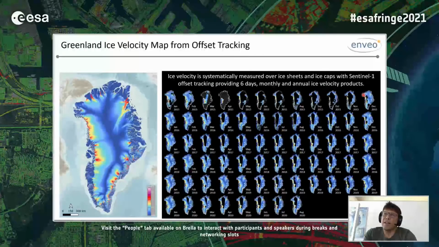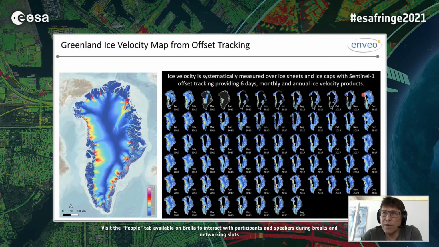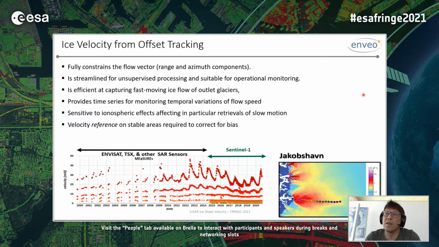Similar strategy has been done for Greenland, where we are also generating ice sheet wide velocity products using offset tracking. But we also have monthly products, and they are improving from the launch of Sentinel-1 in 2014 onwards to now, so that we are having more and more complete coverage of these ice sheets.